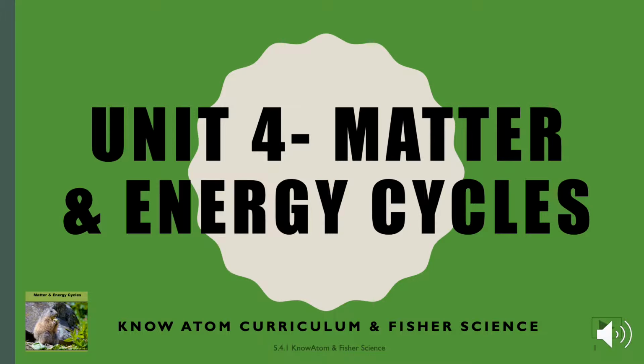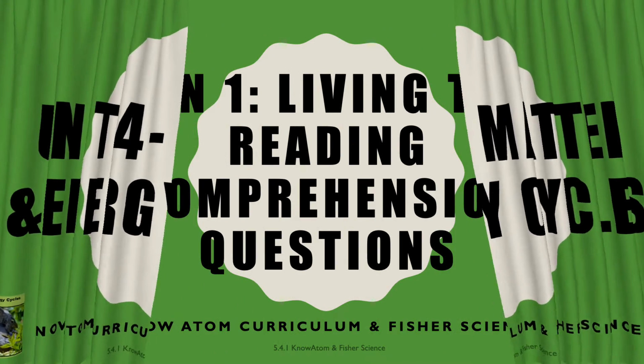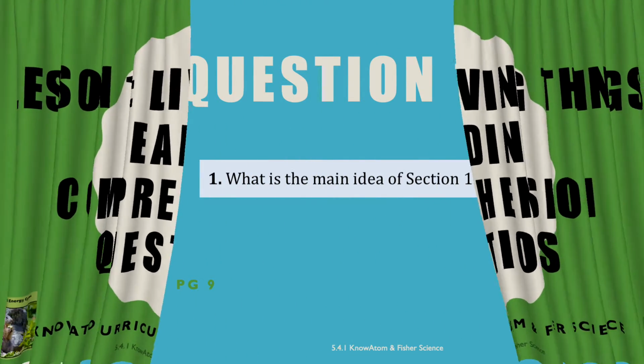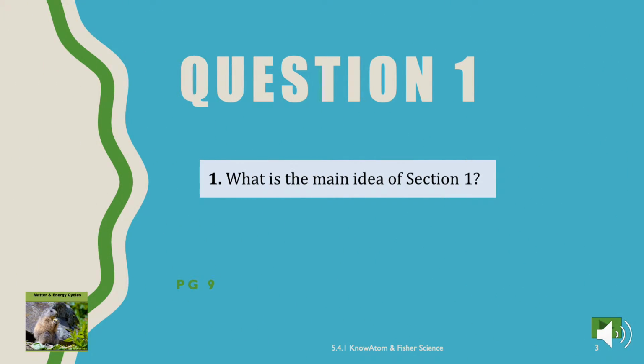Alright, welcome to our first video for reading comprehension questions inside of your student reader for Unit 4. So remember, our first lesson is called Living Things. And we're looking at page 9 where the questions are, and you are going to use your regular notebook and double check with Classroom for the exact pages to write them in.